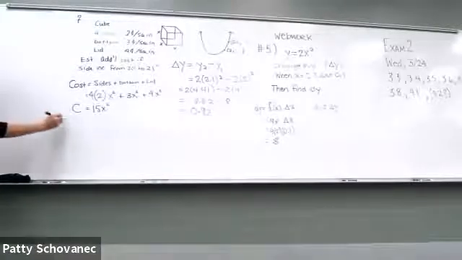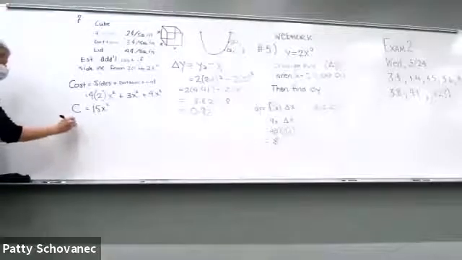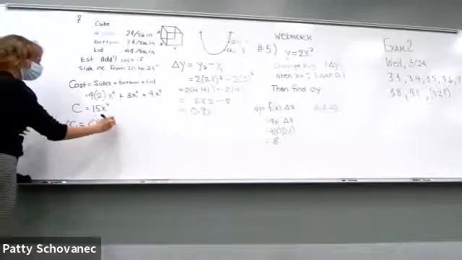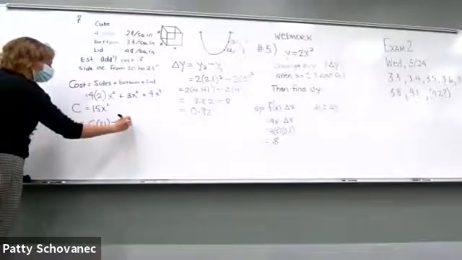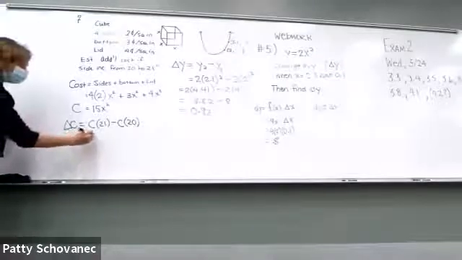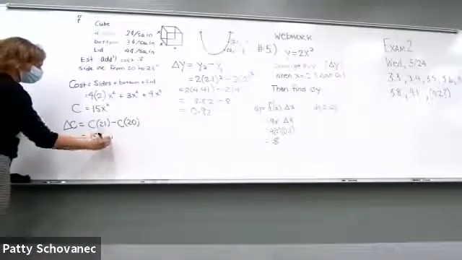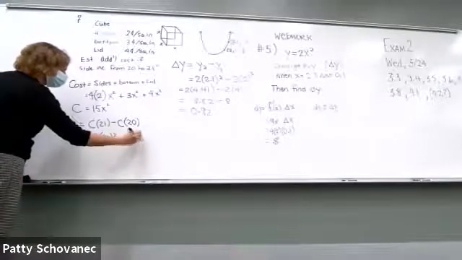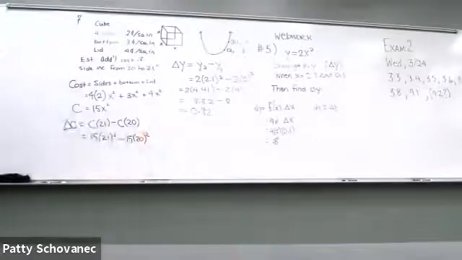So the exact change in cost is the cost at the bigger length minus the cost at the smaller length. So it's going to be 15 times 21 squared minus 15 times 20 squared. Does it want the exact cost? Exact change in cost? He wants the approximate number.